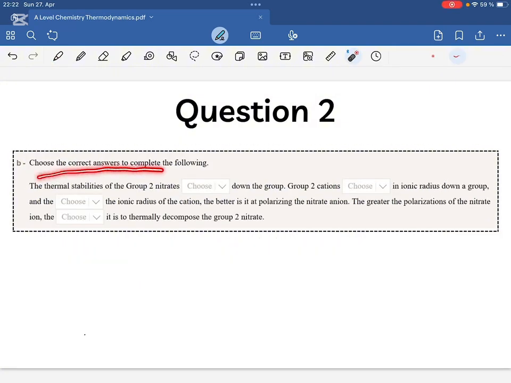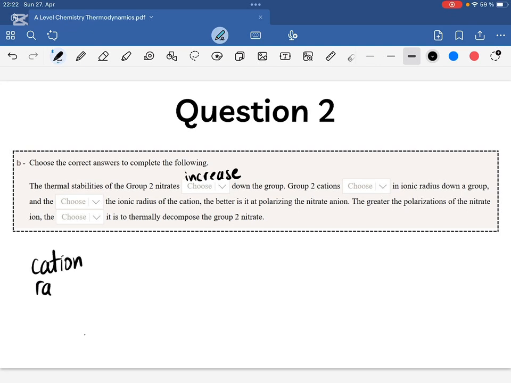Choose the correct answers to complete the following. The thermal stabilities of the group 2 nitrates increase as we go down the group. So we need a higher temperature to decompose the nitrate as we go down the group. And this is because the radius of the cation becomes larger as we go down.